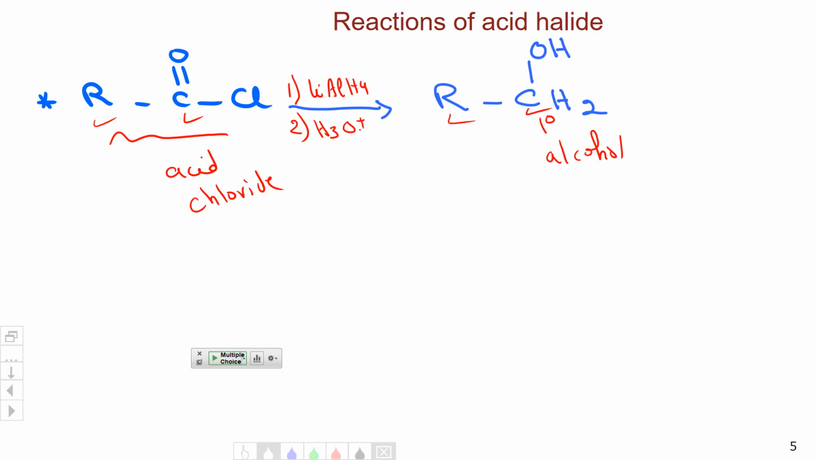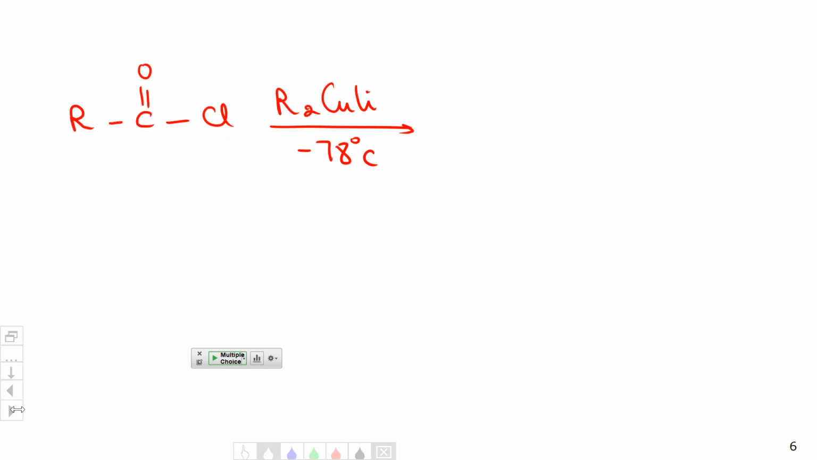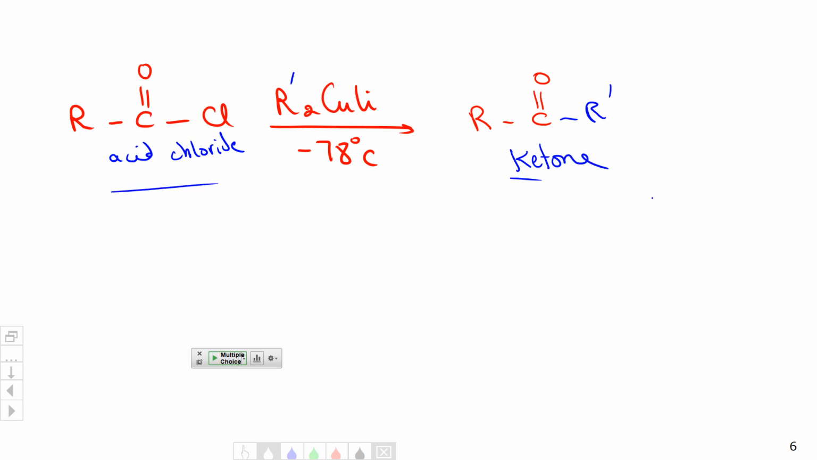Now the last reaction of the acid chloride is this one in here. We've seen organocopper lithium one time before in chapter 19 with an alpha beta unsaturated ketone. So with an acid chloride, if I add organocopper lithium, I'm gonna call this R prime so that you can see the difference. We're gonna end up with a ketone. So we can start with an acid chloride and end up with a ketone.